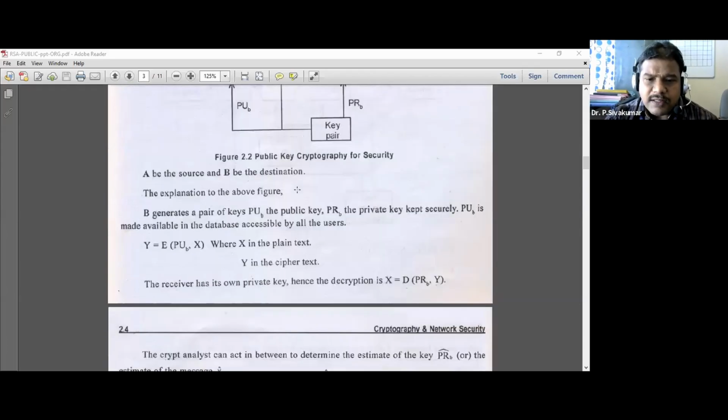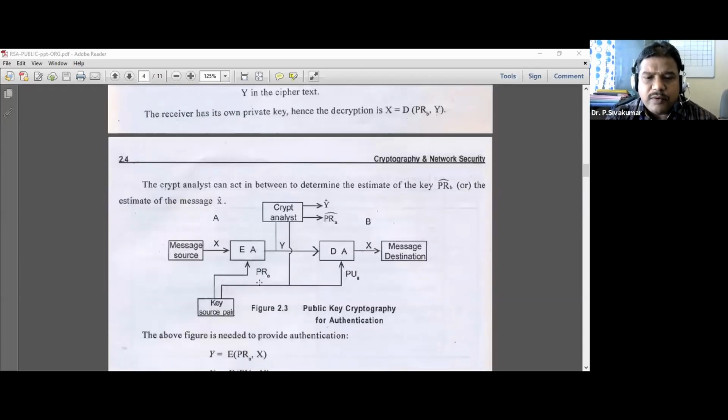Another service you want to provide in public key cryptography is authentication. Because who can send a message? Suppose A sends a message; after some time he may deny the message.